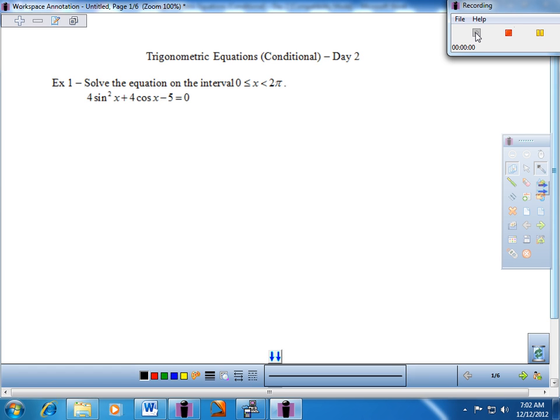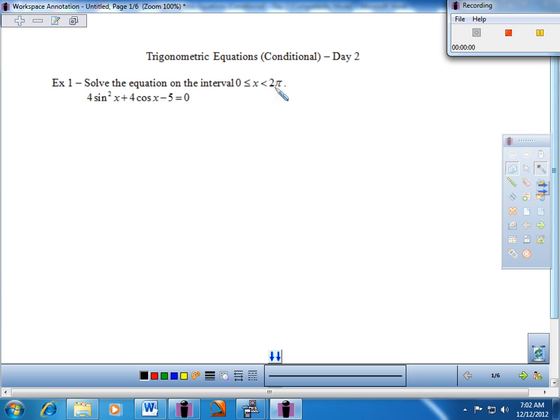So let's start example 1 at the top here. This would be kind of at the upper echelon of what we did yesterday. I've got a variety of things going on, and what we're going to do is solve this particular equation on our primary interval. So if you remember what we talked about yesterday, there are an infinite number of solutions to this equation right here. What we're going to do is just find the solutions on this interval right here, starting at 0 and all the way up to, but not including 2 pi. So let's give it a try.